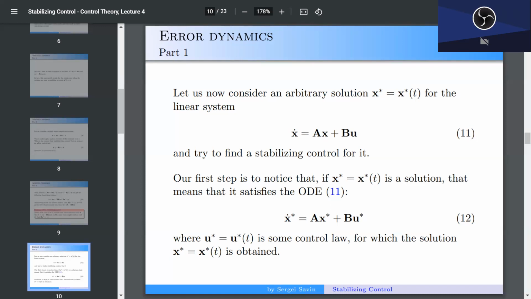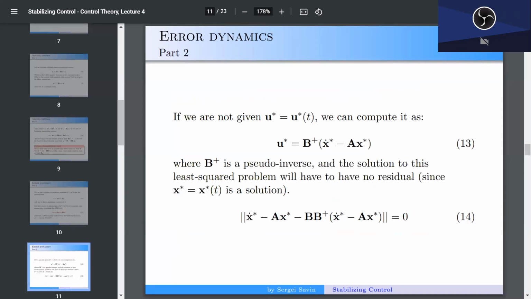We just analyze, since we have a solution already, we should use it. We should use it in our discussion. First step. Second step. We can actually solve for u. And let me show you. How do we solve for u here? Well, it's very easy. We say that u is equal to b pseudo inverse times x dot star minus a x star. And that's it.